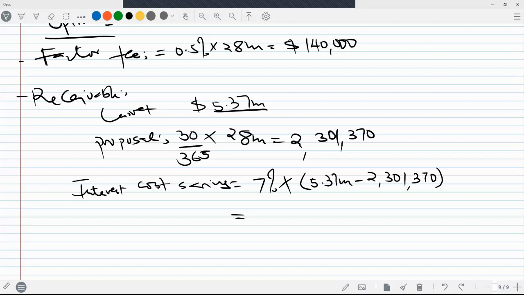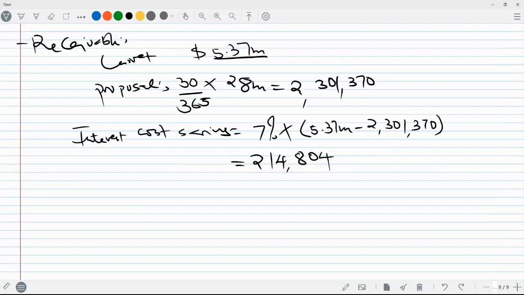You get how much? 214,000. 214,000. 804. Okay, get the fourth. The amount of interest cost saving for the company is 214,804. That is definitely a benefit to the company, and I think that is it regarding option 1.